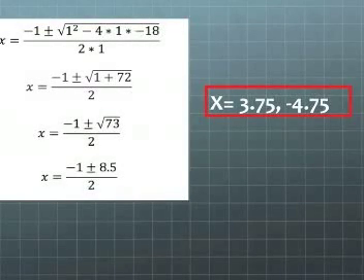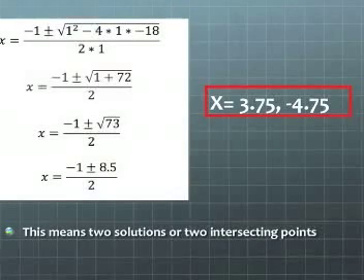So those are the x values of the solutions, meaning that if there are two x values, there have to be two solutions, or two intersecting points.